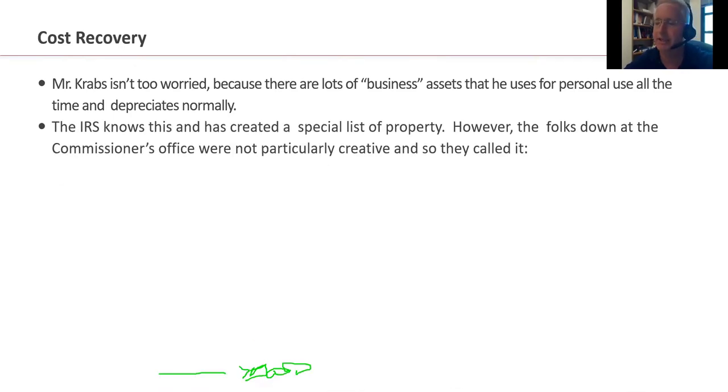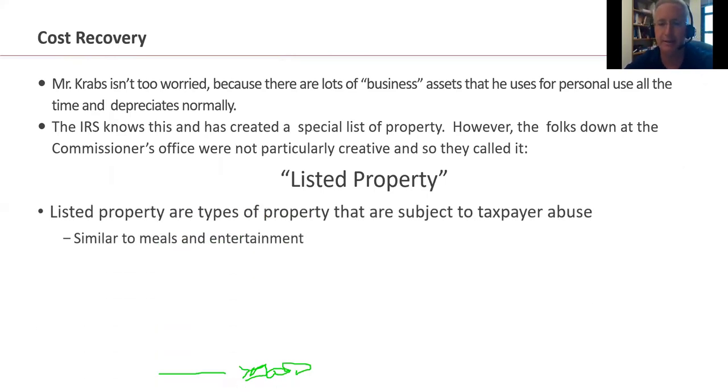So IRS said, you know what? We know that you guys abuse some forms of property. We know you do it. Like, it's just flat out, we know you do it, right? And we're not accusing everyone of doing it, but rather than get into fights over whether or not you use that particular property for personal use or business use, we're just going to limit it. We're going to limit it by putting it on a list. And so they have this list of property that they're not very inventive down at the service. And so they just call it listed property. And listed property is property that are subject to these types of abuses.